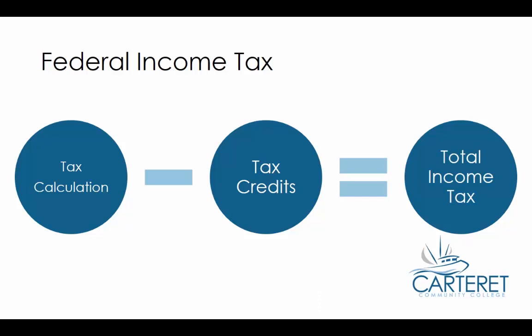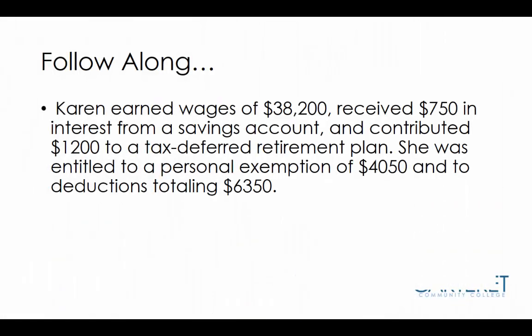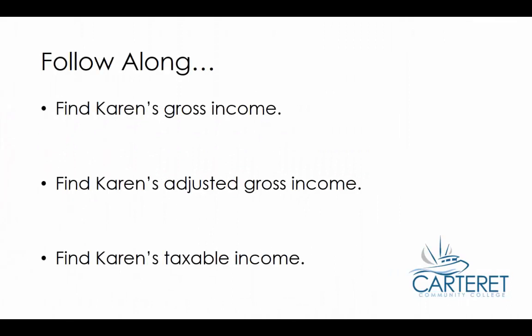Let's take a look at an example. Karen earned wages of $38,200, received $750 in interest from a savings account, and contributed $1,200 to a tax-deferred retirement plan. She was entitled to a personal exemption of $4,050 and to deductions totaling $6,350. Find Karen's gross income, her adjusted gross income, and her taxable income.